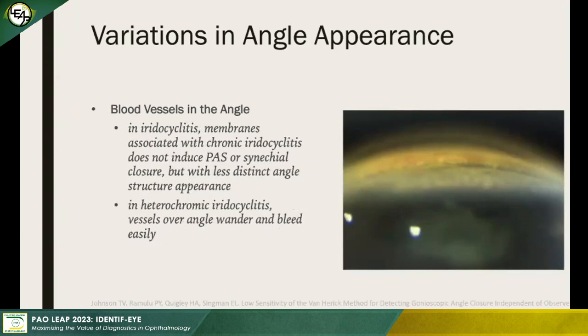In iridocyclitis, these membranes are prominent, and the membranes associated with chronic iridocyclitis do not induce synechia or synechial closure, but sometimes give a less distinct angle structural appearance. And in heterochromic iridocyclitis, the vessels over the angle wander and are very friable and bleed easily. So this is one of the things that we watch out for when you're performing cataract surgery in a patient with iridocyclitis. There can be hyphema during the surgery.